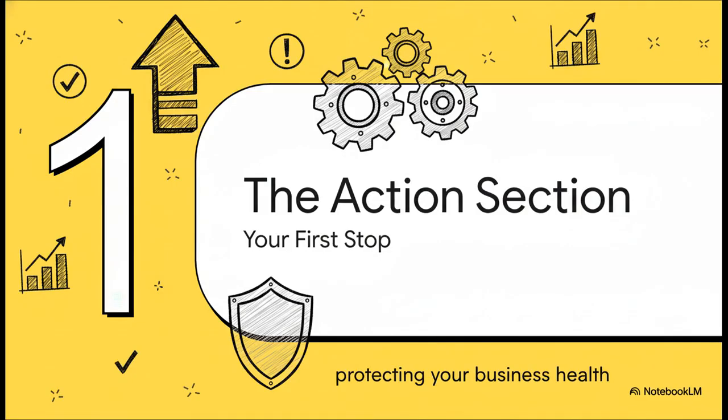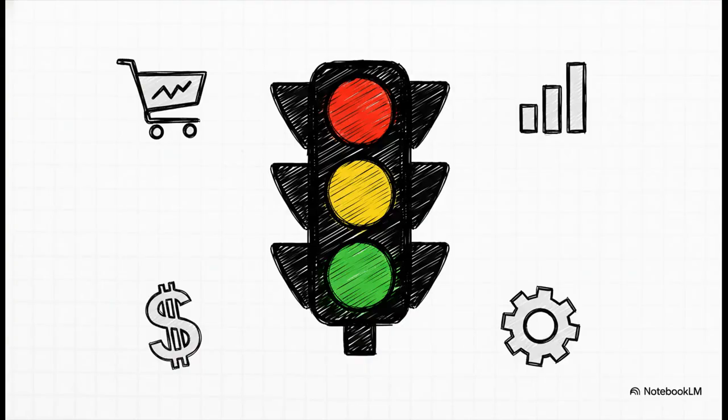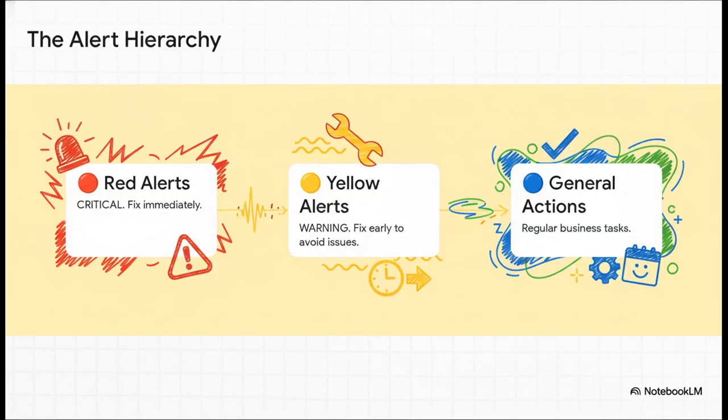Here's my advice. Before you even think about looking at your sales numbers, your first stop should always be the action section. This right here is the most critical part of the dashboard for protecting the health of your business. And the great thing is, Amazon makes this super simple to figure out. All you have to do is think of it like a traffic light for your business's health. It uses a simple color-coded system that tells you, at a glance, exactly how urgent a task is. And getting this hierarchy is absolutely key.